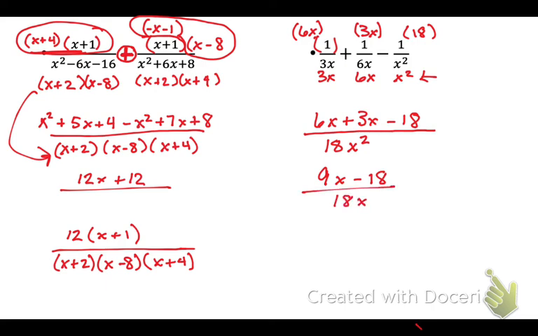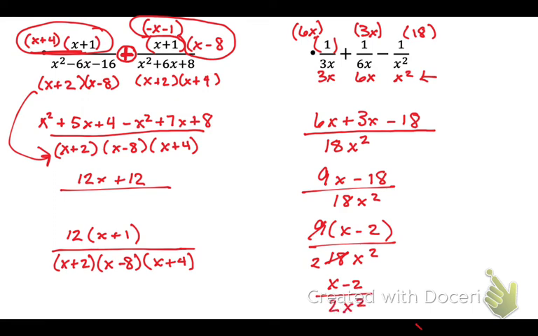And now I need to factor out a what in the numerator? A 9. And then can I do anything? Can I reduce the 9? Yes. So this is now a 2. So x minus 2 over 2x squared.